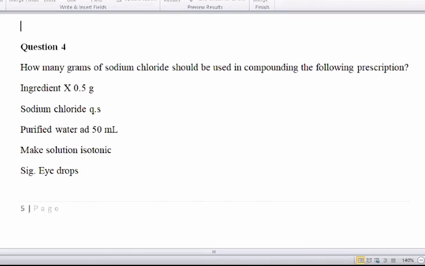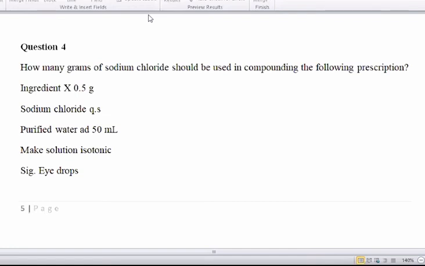In clinical pharmacy, that's hospital-based practice, or in industrial pharmacy, more especially in industrial pharmacy, because in the hospital, these will come as already prepared products.